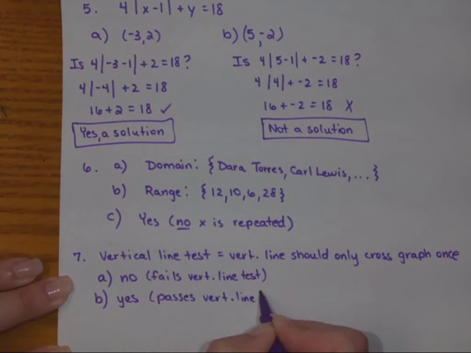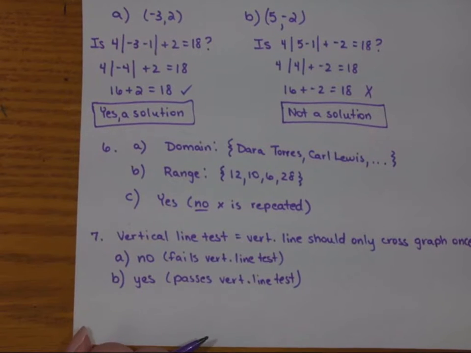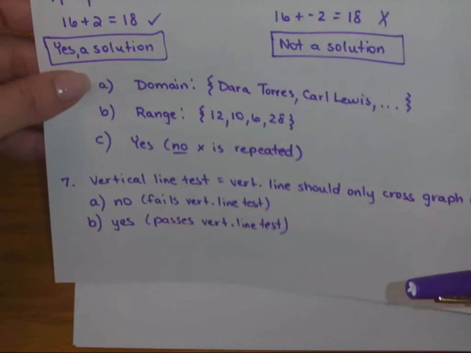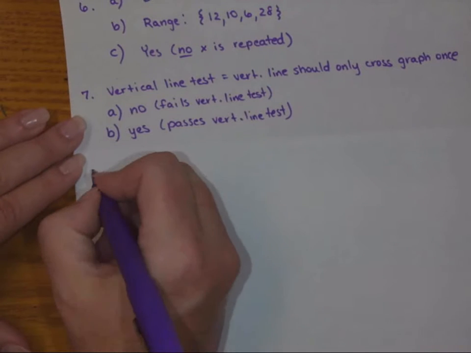So on the test you might be asked, is this a function, yes or no, and then maybe why? And the why would just be a brief description on whether or not it passes the vertical line test or not. All right, so moving along.